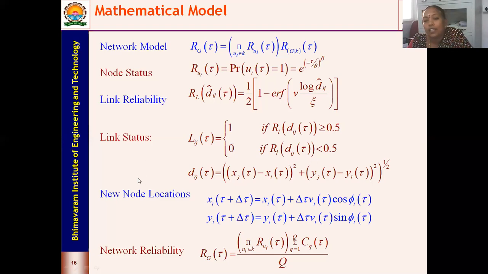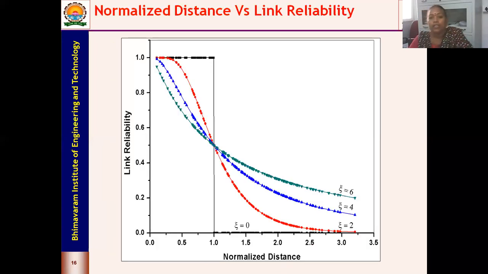The distance, as usual, is calculated using the Euclidean distance. Next, the new node locations are generated using RWPM, the random waypoint mobility model. Taking the average of the reliability of all the connected networks gives you the network reliability. This mathematical model has been used, and first we'll look into this. With distance, we are trying to understand what the link reliability is.